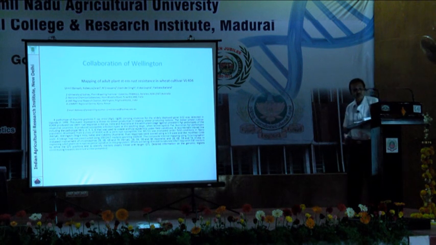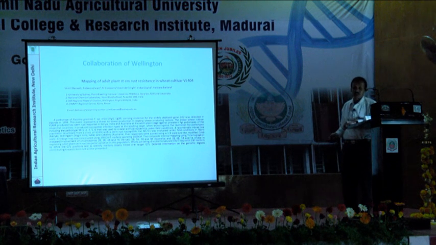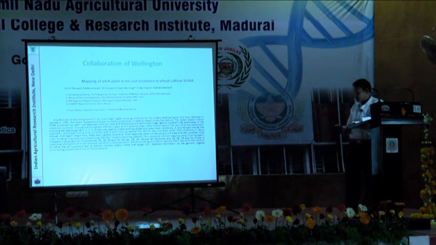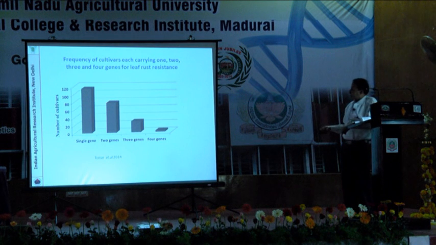And we are collaborating with Australia in identifying newer genes, particularly from Indian land races, and we are almost closing in on 2B, 4B, 5B, and 5A. So we are going to come out with the second APR gene in the world, which is shortly going to be published. And the durable resistance program, we are part of it in the programs, but the frequency you can just see.